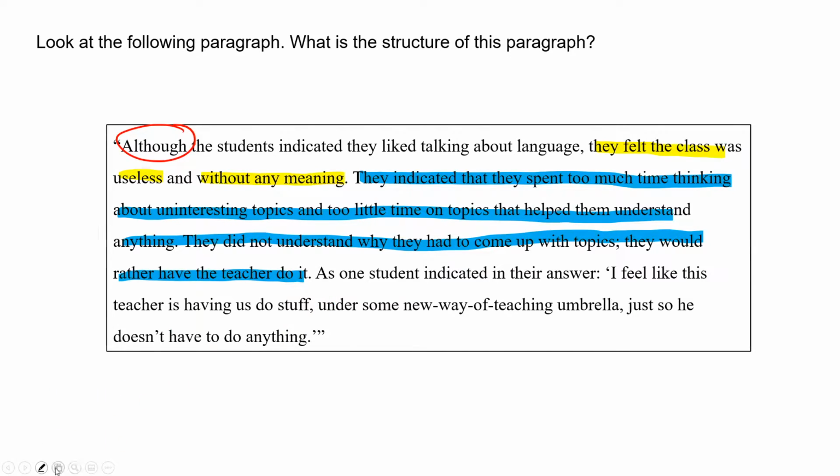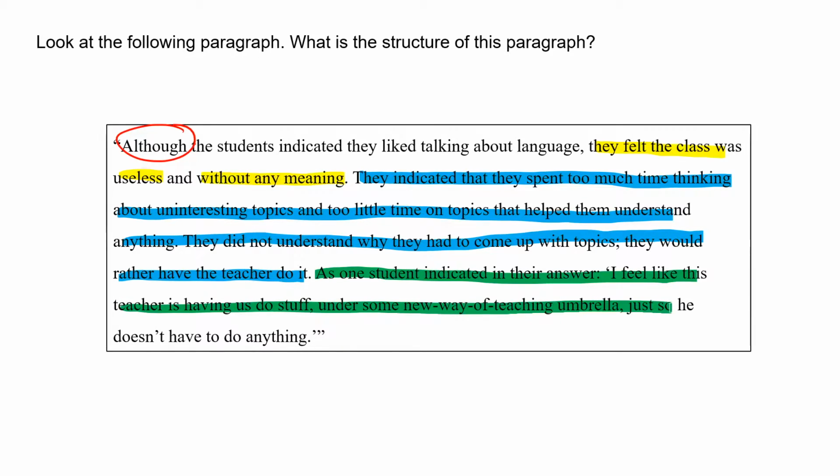Is it the same? Let's not do this in red because that's a bit negative. We don't want that. Let's do green. That's good for the environment. As one of the students indicated in their answers, I feel like this teacher is having us do stuff under some new way of teaching, so he doesn't have to do anything. Now, it might not be the best example, but it illustrates what I'm trying to say.